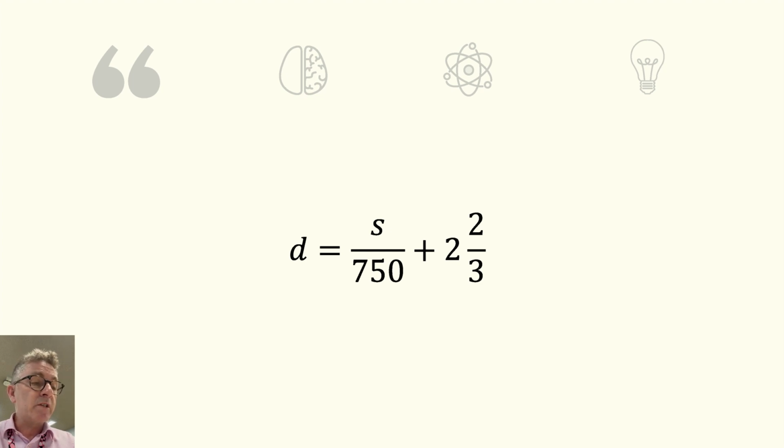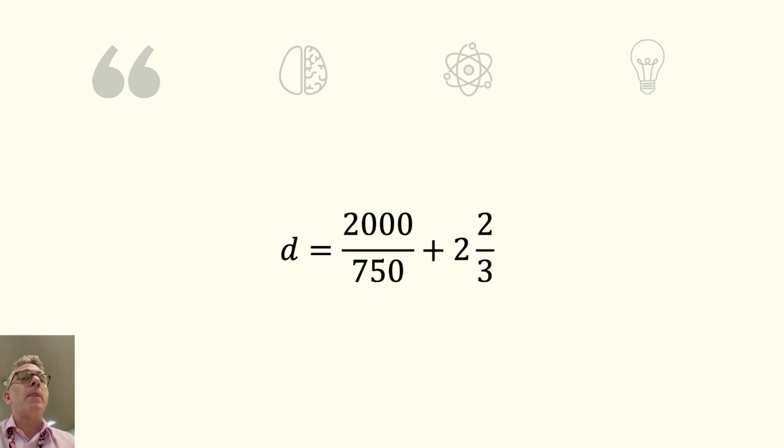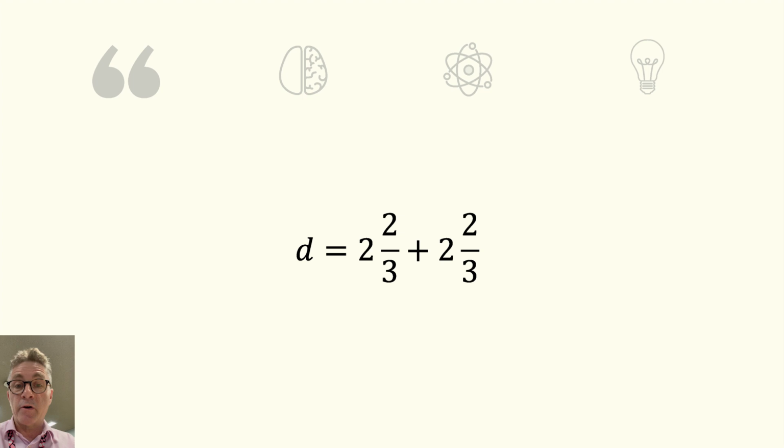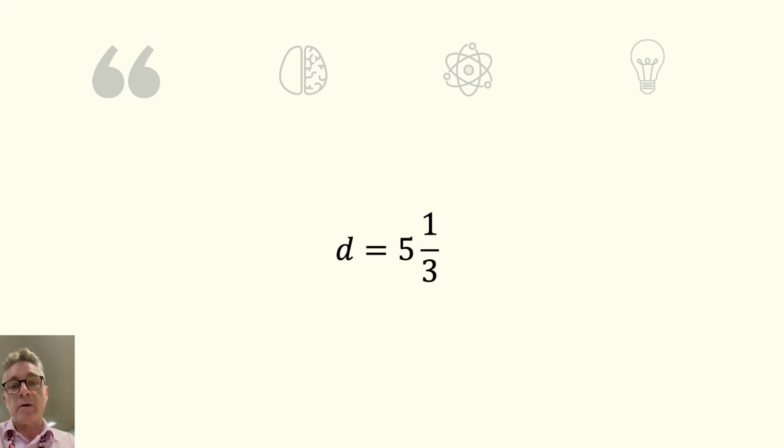And finally, the question says, what would be the tread loss by the end of a 2,000 kilometre race? Well, d is going to be 2,000 divided by 750 plus 2 2/3, which is going to be 2 2/3 plus 2 2/3, which will be 5 1/3. Rounded to one decimal place, it's going to be 5.3.